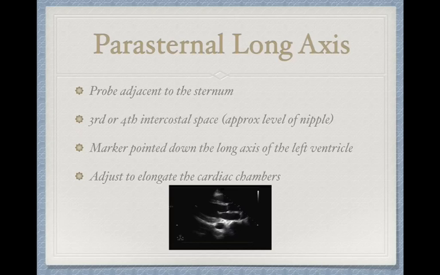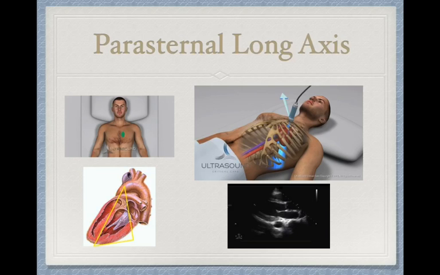Now, with each of these views, you really are aiming for the optimal view. So the positioning of the probe here is just to give you a guideline, and when you get your view, you want to adjust the probe to the needed location to get the view that you see below. So this is a nice normal parasternal long axis view. Here's another display of where our probe is on the patient's body and imaging through the heart in this parasternal long axis.